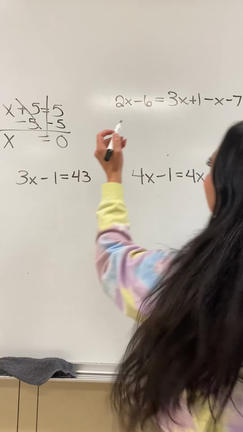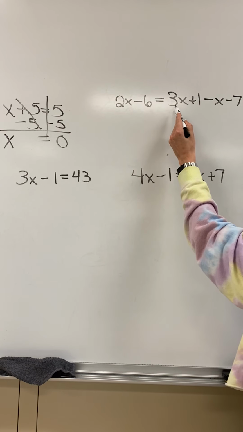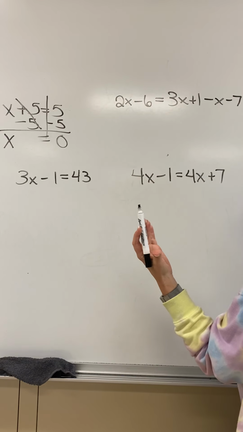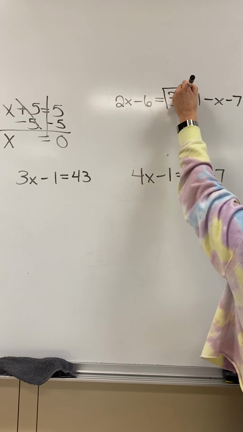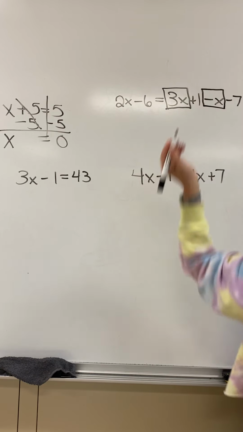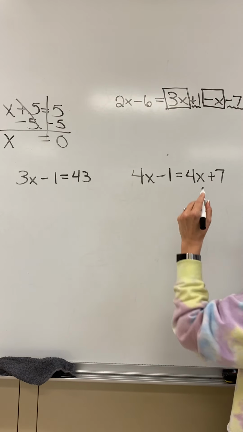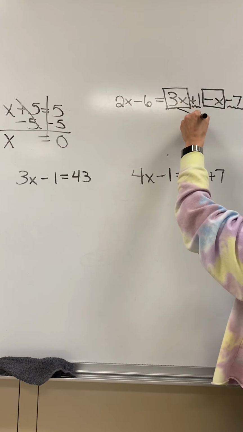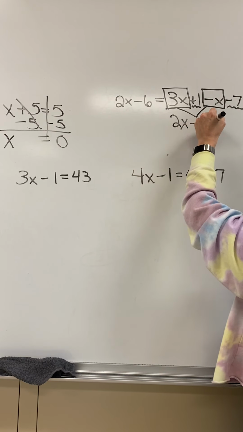Yeah, makes sense. For this one, I notice I've got a lot of stuff over here on the right side of the equal sign. And I also notice I've got some like terms I could combine, so it's always a good idea to simplify before you start solving things. So my 3x is a like term with my minus x, and then my plus 1 and my minus 7, those can go together. So I'm going to combine them both. My 3x and my minus x together make 2x, and then a 1 and a minus 7 makes minus 6.